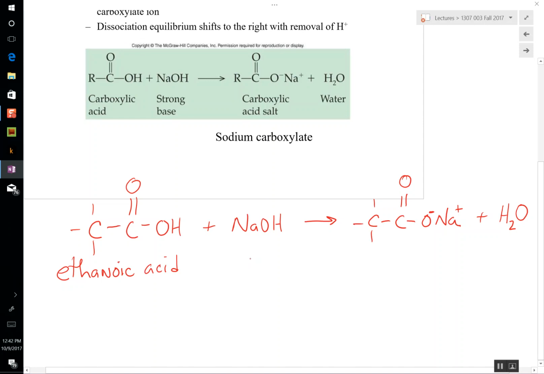What we're going to get here is sodium. Now we don't have ethanoic acid on the other side here. We've lost the hydrogen. We're going to take off the IC and add ATE. So this is actually called sodium ethanoate. That's the salt. That's the name of that salt. Sodium ethanoate.